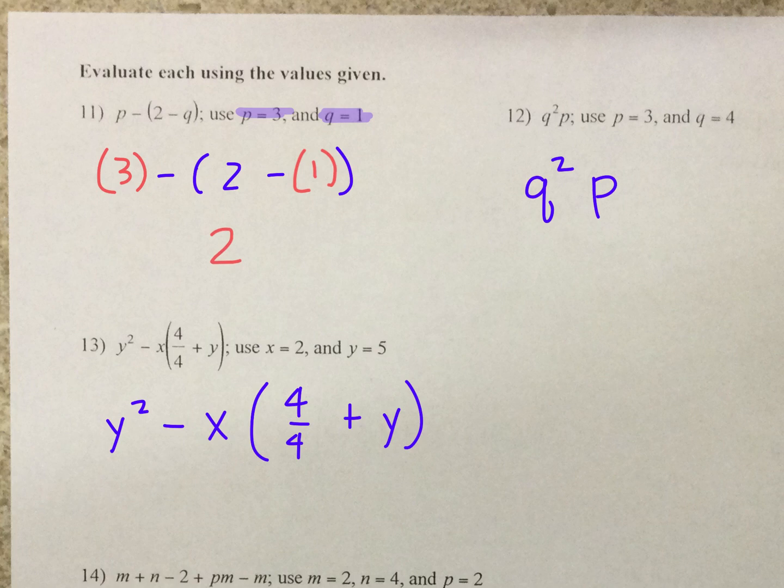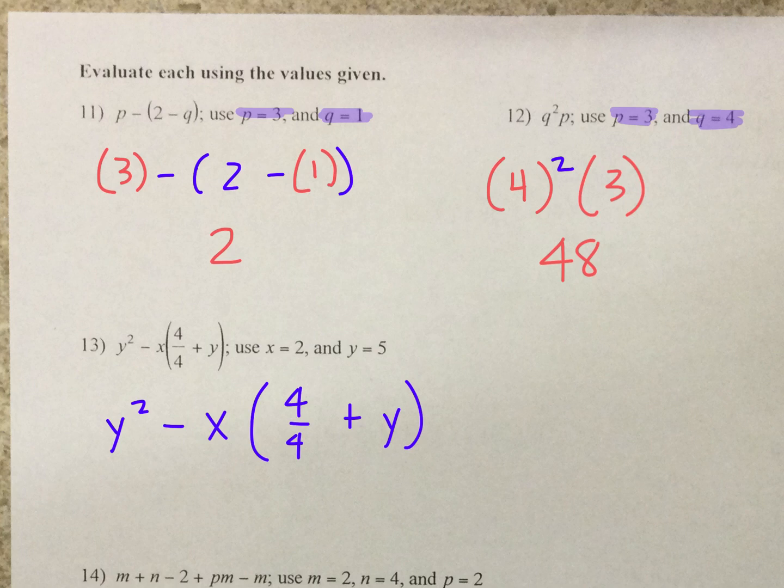Number 12, we're going to do the same thing. And instead of that Q, I know up here that P is 3 and Q is 4. So instead of that Q, I'm going to put a 4 in parentheses. Then I'm going to erase my P, and instead of that P, I'm going to put a 3 in parentheses. If you type that into your calculator correctly, you will get the number 48.